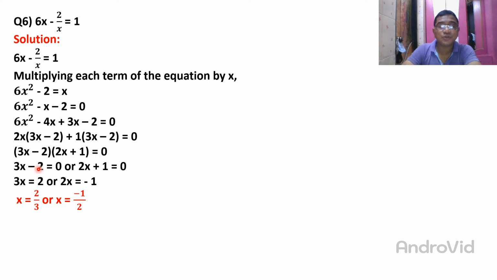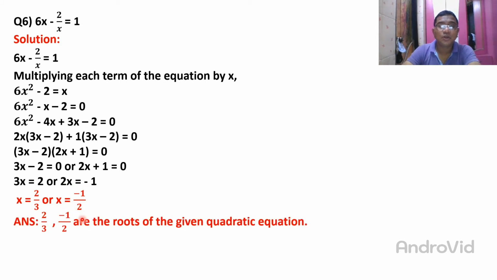Then 3x minus 2 is equal to 0. So minus 2 goes across, plus 2. So 3x is equal to 2. 3 is multiplied, goes across, divides. So 2 upon 3. Then 2x plus 1 equals 0, 1 goes across minus 1. So 2x is equal to minus 1. 2 is multiplied, goes across, divides. So x is equal to minus 1 upon 2. So 2 upon 3 and minus 1 upon 2 are the roots of the quadratic equation.